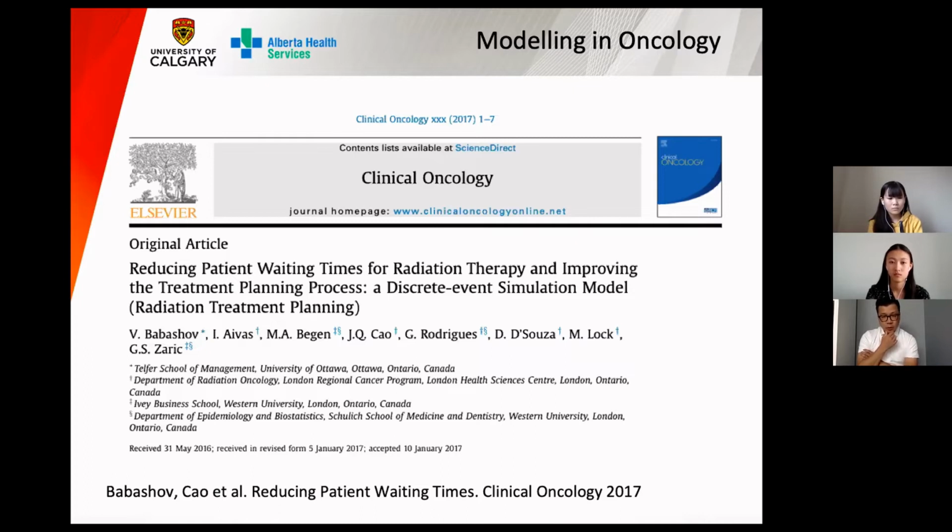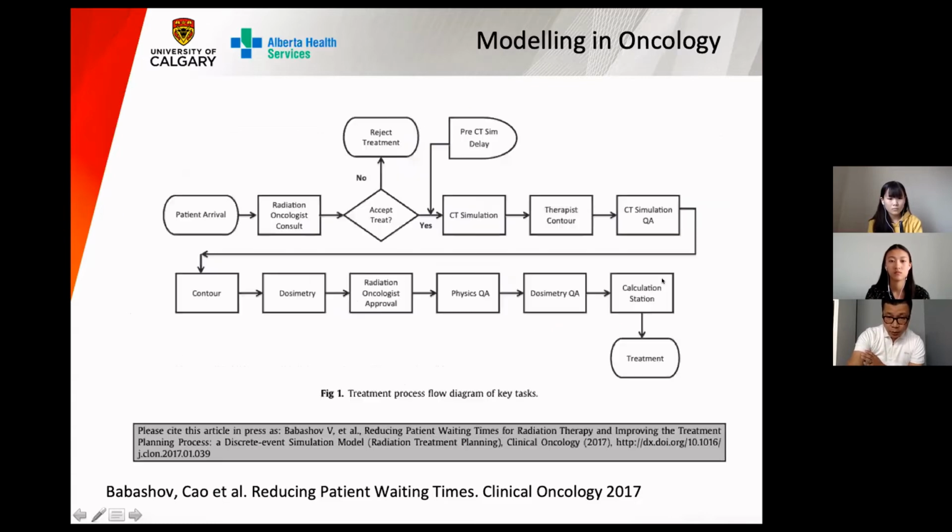And so when we plan radiation treatment, there's a process to get patients through treatment, and we'll walk through this just to run through what a discrete event simulation model looks like. So the patient arrives, they see me, we have a discussion about the intent, benefits, and side effects of radiotherapy, and then the patient can decide whether they want that radiation treatment or not.